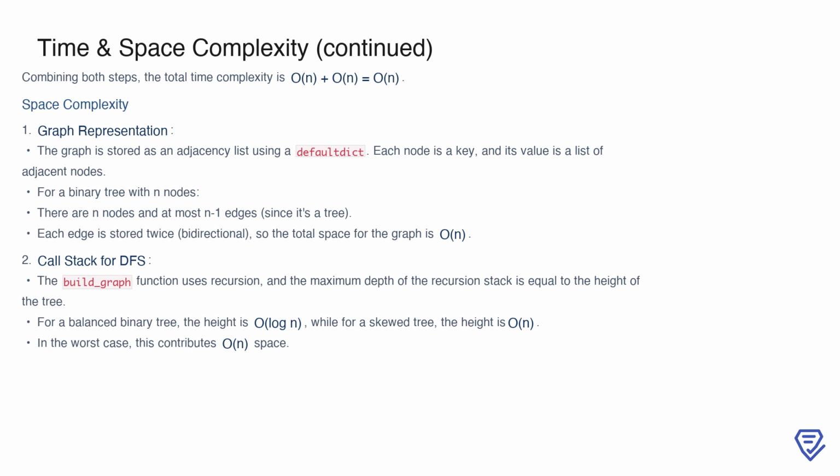Additionally, the DFS used in the graph construction has a call stack depth equal to the height of the tree. For a balanced binary tree, the height is log n, while for a skewed tree, it's n. In the worst case, the recursion stack contributes O(n) space. Therefore, these two factors together give a space complexity of O(n).